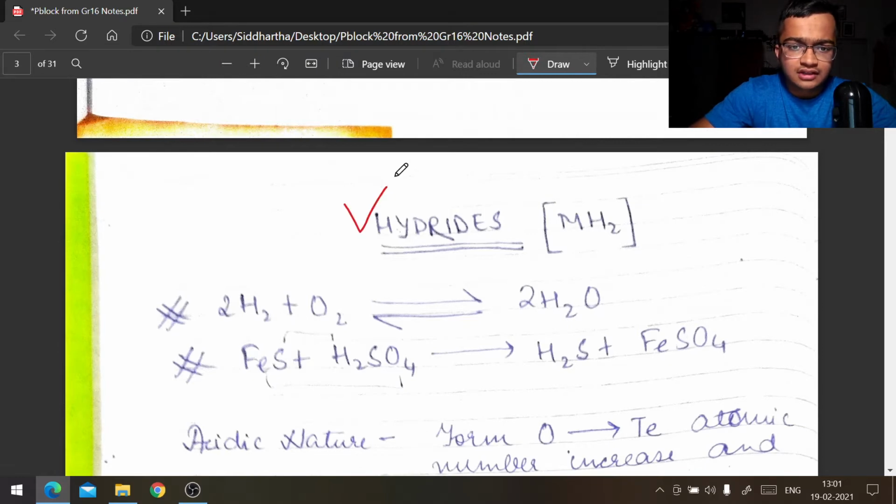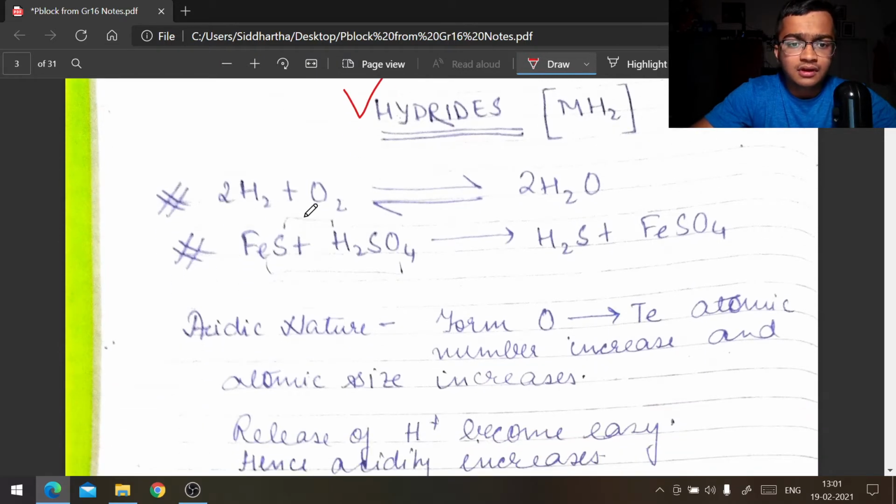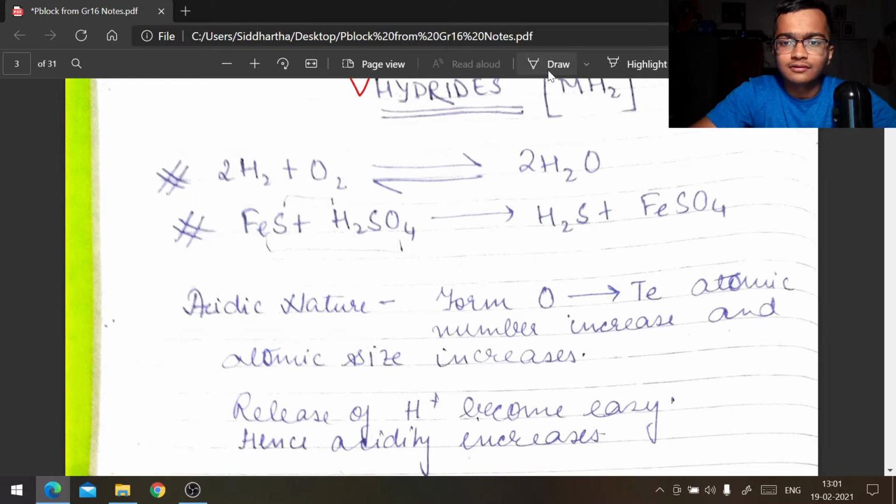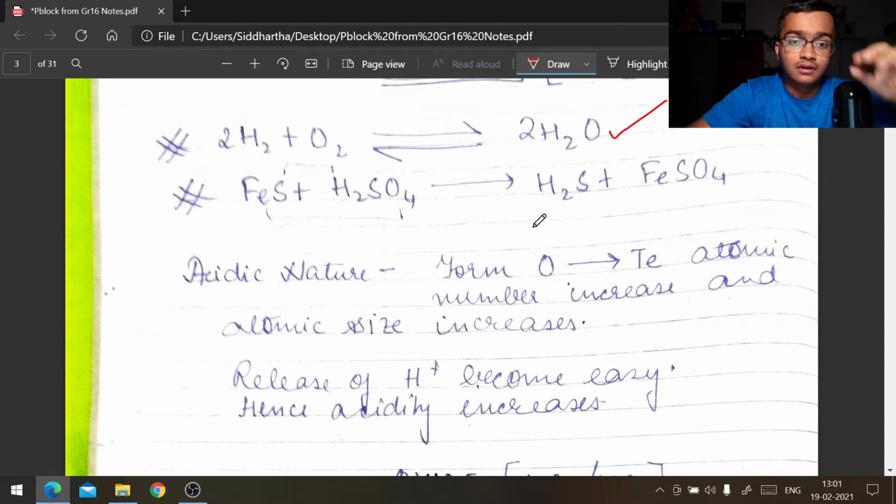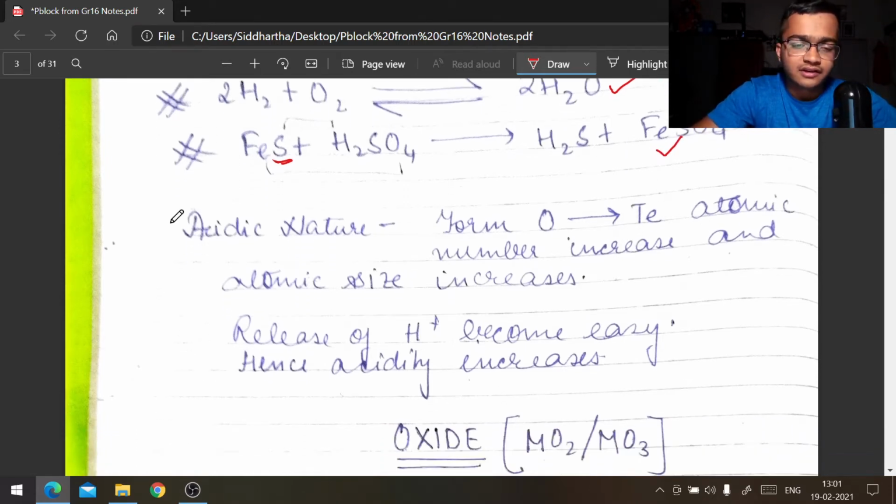Okay, next is reaction with hydride. We are getting into the chemical property. So see, oxygen, which is a group 16 element, reacts with hydrogen to form H2O, right, which is water. FeS, where sulfur is also a group 16 element, reacts with sulfuric acid to form H2S and FeSO4.